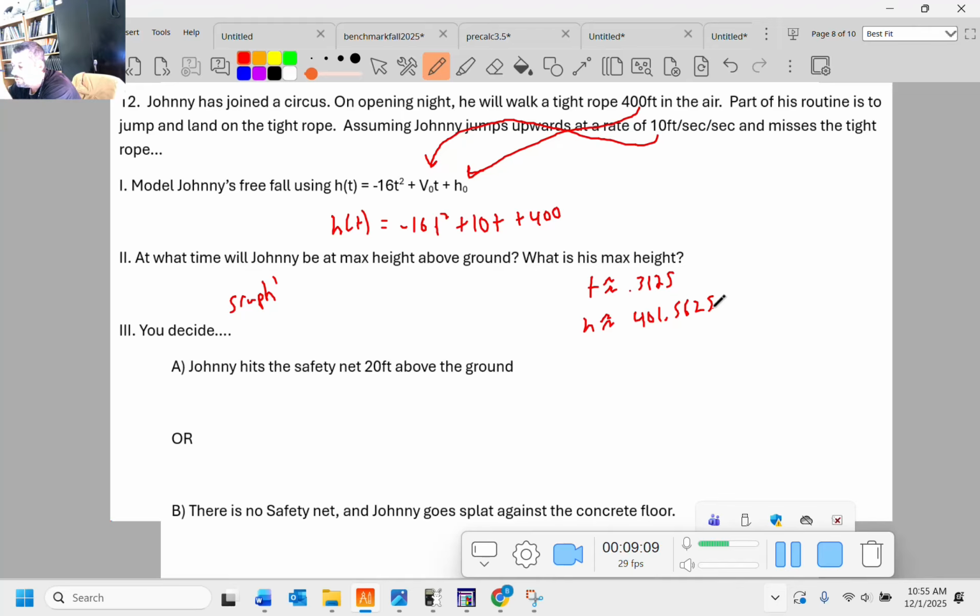Now you decide. Johnny hits the safety net 20 feet above the ground, or he falls against the concrete floor. I'm going to take my equation. I'm just going to do the first one, and I'm going to set it equal to 20. And that's all I'm going to do. And I've already got this in Y1. I'm going to put this in Y2.